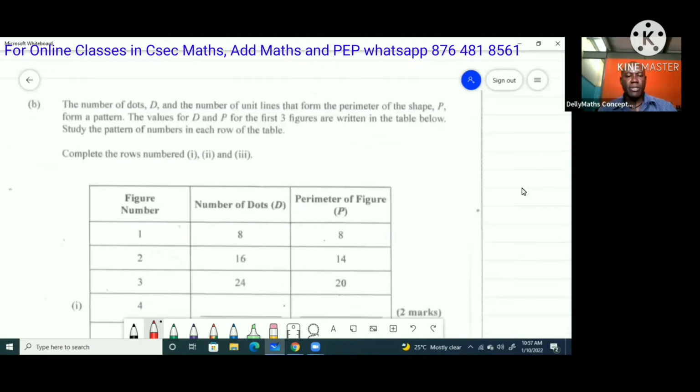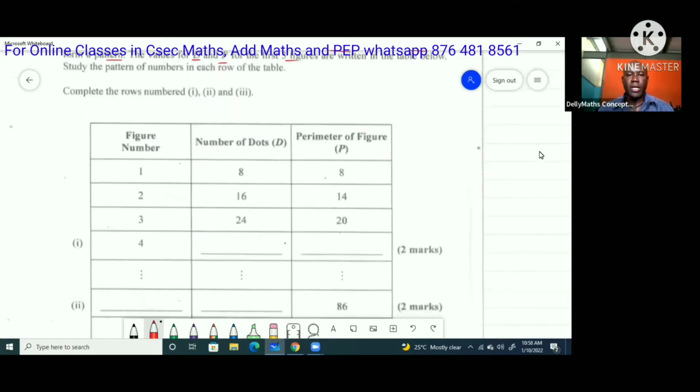All right. It says, let's read quickly. It says the number of dots D, and the number of unit lines that form the perimeter of the shape P, form a pattern. All right. So there's a pattern going on. The values of D and P for the first 3 are written in the table below. So we're seeing that. All right. So the thing is, complete the row numbers 1, 2, and 3. So we're going to see if we could find the pattern that's going on, and then we do it.